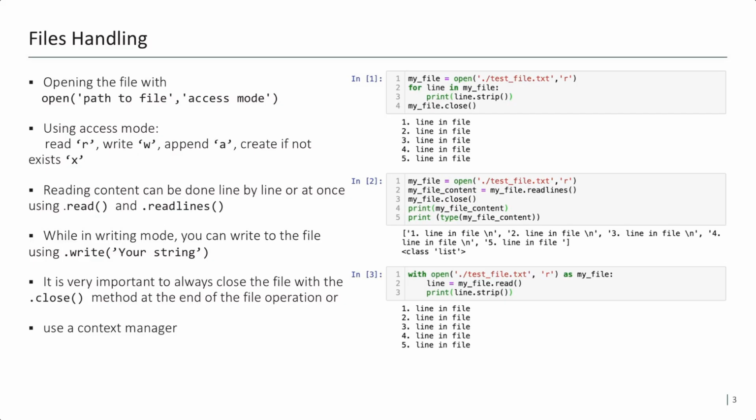You can open a file with the open command. The open command takes 2 arguments, the path to the file and the access mode required. For the access mode, we have the four options: read, write, append, or create if not exist. Therefore, we use the letters r, w, a, x.